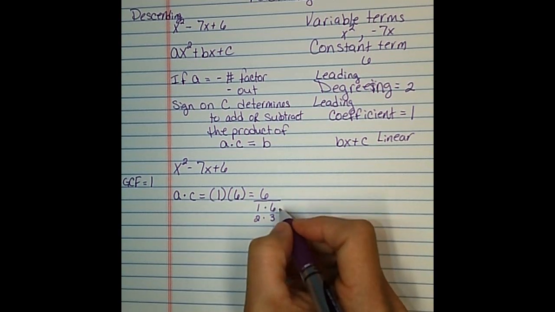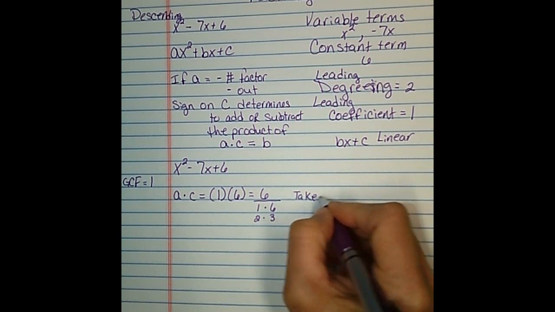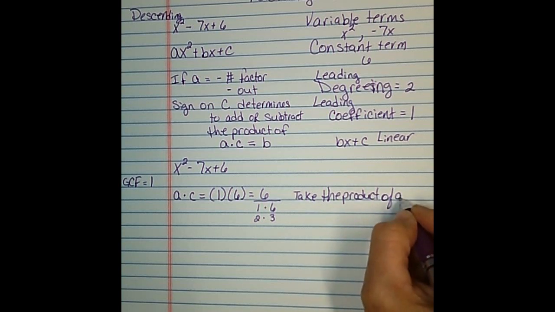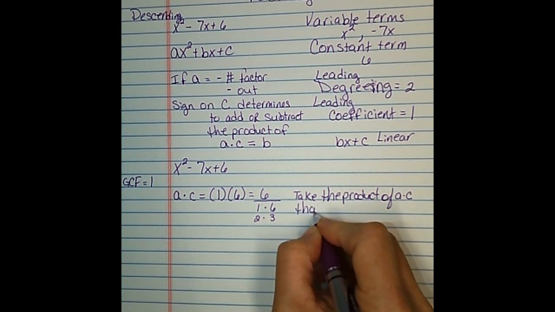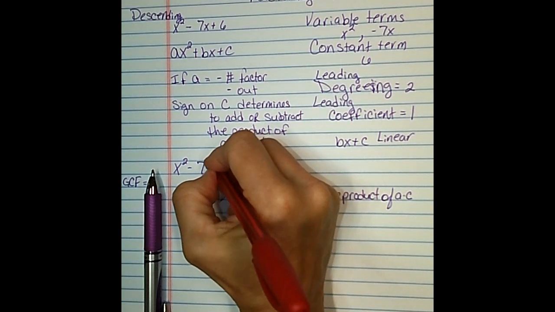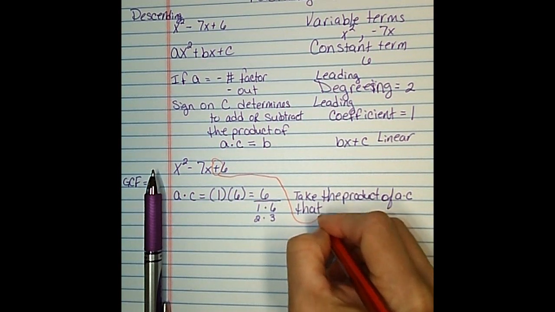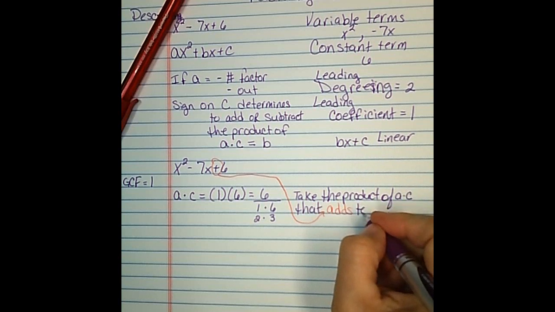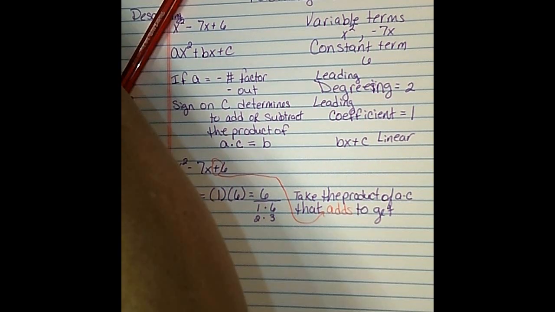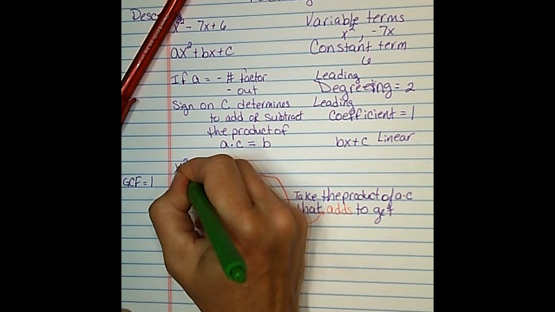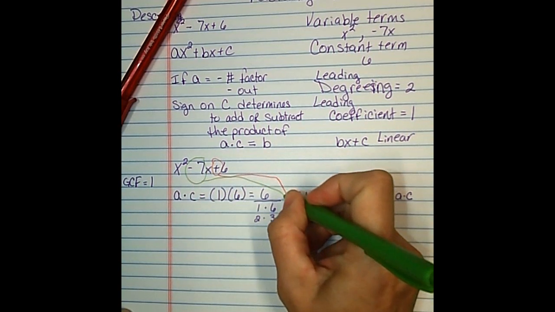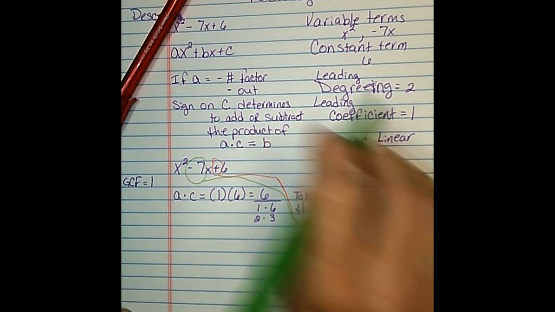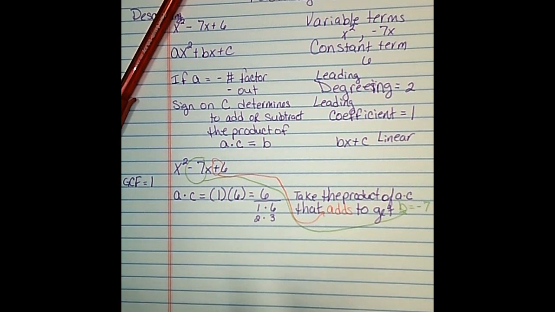So I'm going to take the product of A times C, that what? Well, that adds to get what? To get my B. What is my B? A negative 7. Okay, so we're going to bring down what does not change.